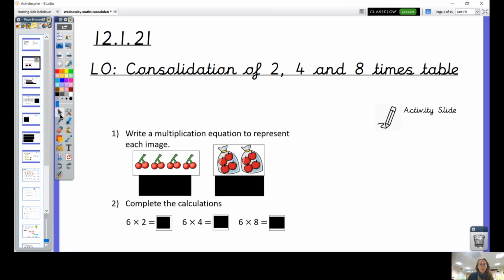So let's jot down the date, NLO, and underline it. Pause the video to do that now. Great, so as you can see, this is an activity slide. You can keep your pencil in your hand.